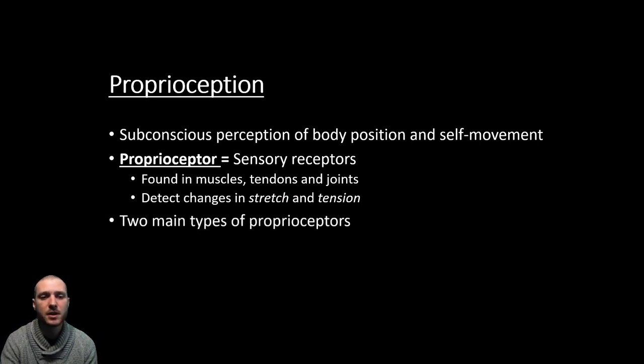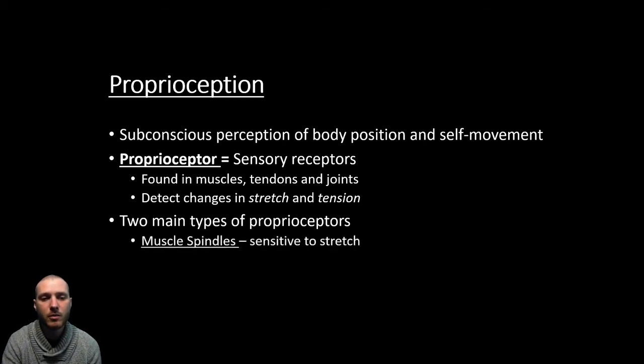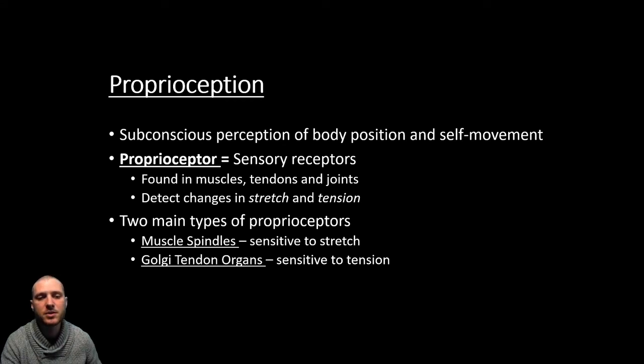So the two main types of proprioceptors that we need to understand are what we call muscle spindles. These are the sensory receptors that are sensitive to stretch. And the other type is called a Golgi tendon organ. And these are sensitive to tension. So these are going to work together to help us understand where our body is.